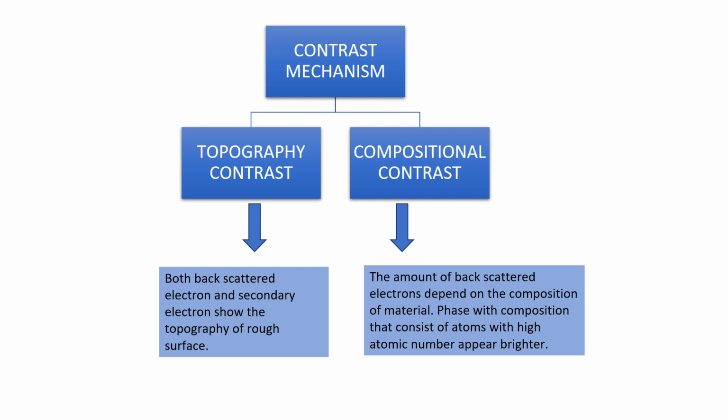Now a very important concept, that is contrast mechanism in SEM. Contrast mechanisms are of two types. The first is topographical contrast and the second one is compositional contrast. In topographical contrast, both backscattered electrons and secondary electrons show the topography of the rough surface. And in compositional contrast, the amount of backscattered electrons depends on the composition of the material. The phase that consists of atoms with high atomic number appears brighter.